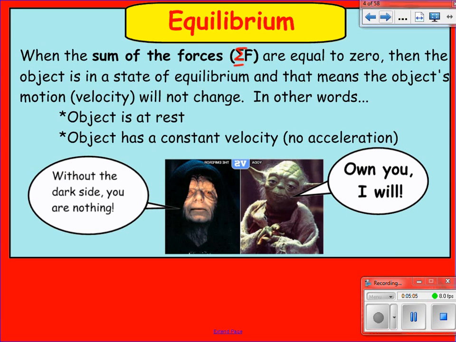So what does that look like? An object's velocity that's constant or not changing can mean two things. It can either mean the object is at rest, or it can mean the object is going at a constant velocity. So there's no acceleration. Keep this in mind. The sum of the forces is equal to 0 when an object is in equilibrium. So if an object is at rest, or if it's moving at a constant velocity, the object is in equilibrium.